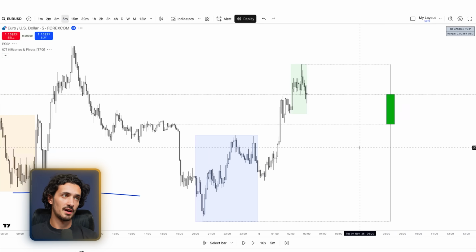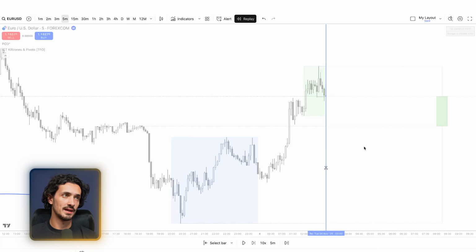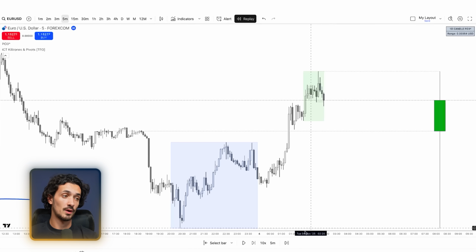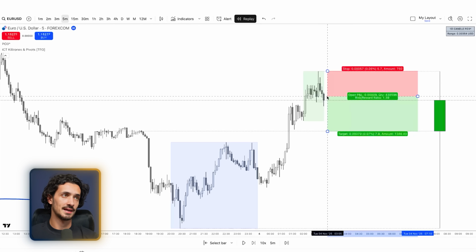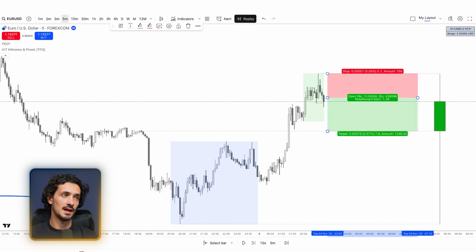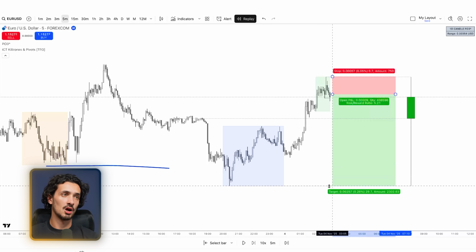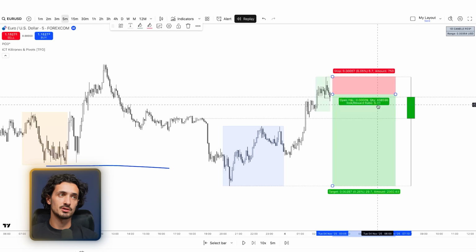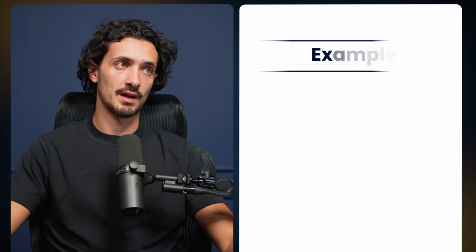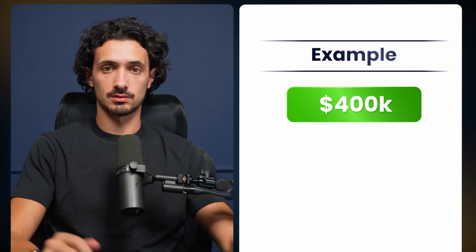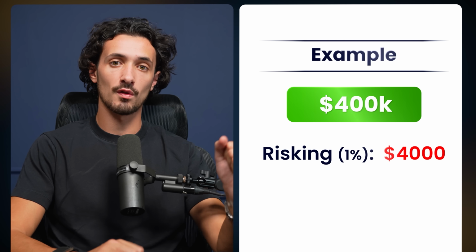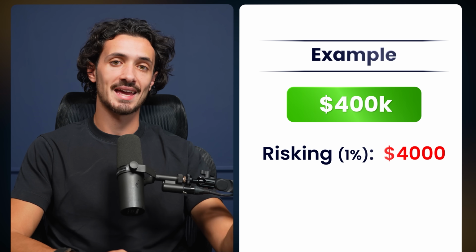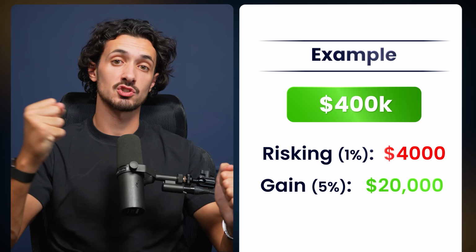So I go now to the 5-minute time frame, and I'm just waiting for a quick snapback into this bullish 5-minute candle, right? Quick snapback into the bullish 5-minute candle. And then you just want to target the current low of day. So that's a 5.21 risk to reward. If, for example, I'm trading $400,000, which on this day I was, then I am risking $4,000, 1%. But I'm going to gain $20,000 if this trade comes through.